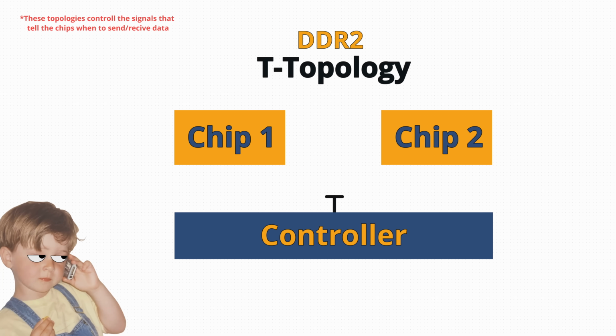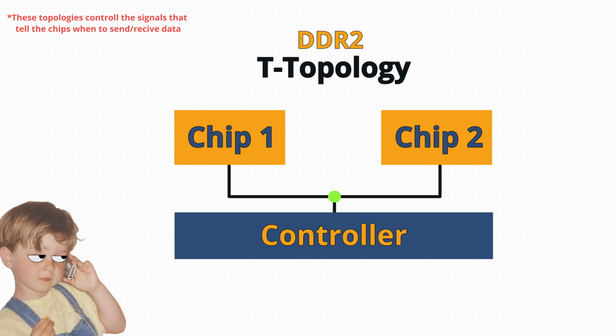On DDR2, the signal traces branched out to all chips at once, like a fork in the road. The goal was to make sure the signal arrived at every chip at the exact same time, so engineers had to make sure every branch of the fork was the exact same length.